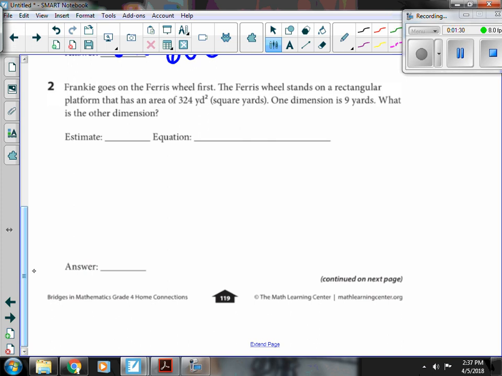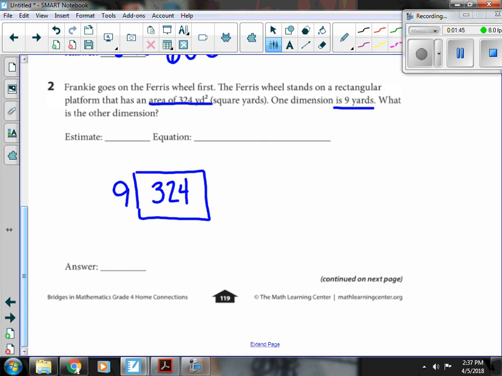Frankie goes on the Ferris wheel first. The Ferris wheel stands on a rectangular platform that has an area of 324 square yards. One dimension is 9 yards. So what is the other? Well, to work backwards from finding the area of something, instead of multiplying the two sides, I'm going to divide. So my estimate needs to be something around 324 divided by 9.